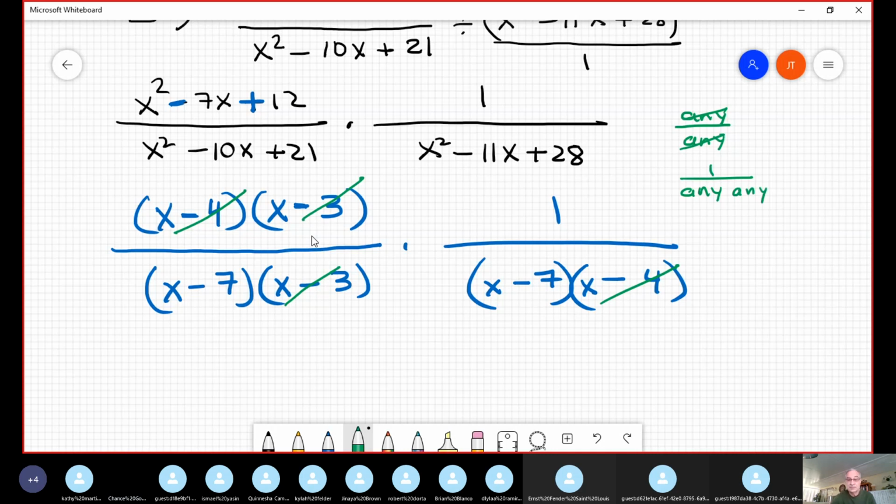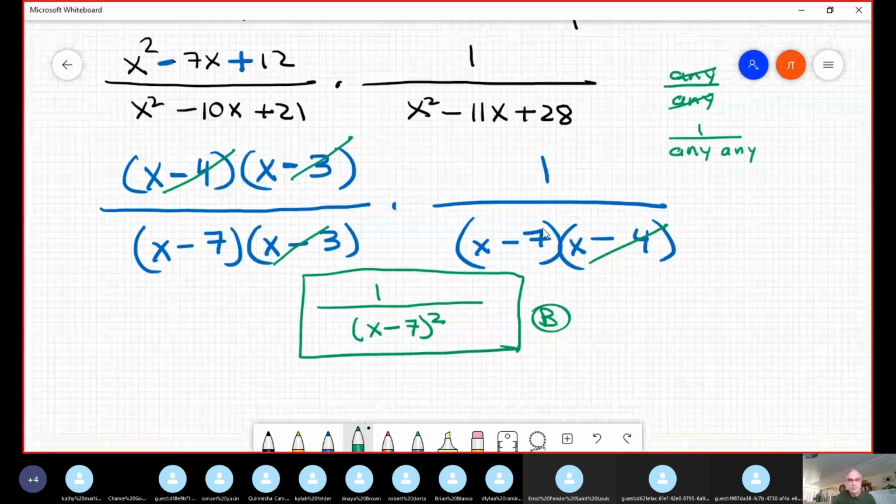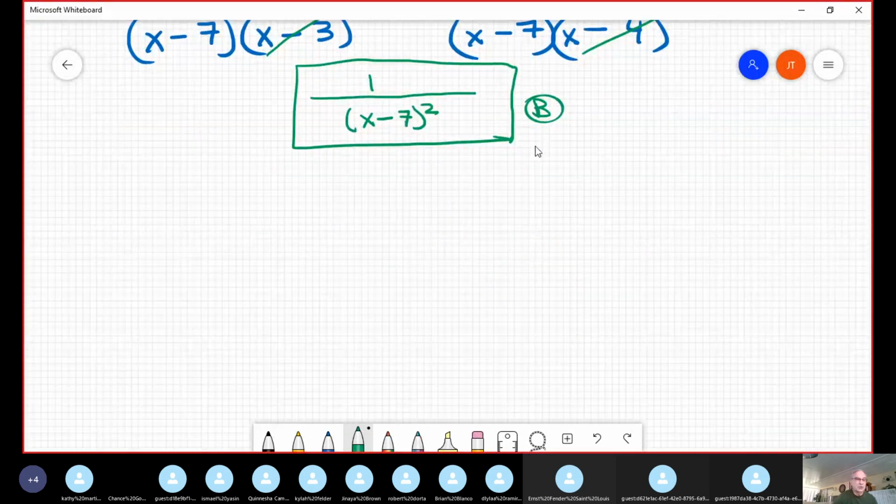So, what is the final answer? 1 over x minus 7 squared. Exactly. Very well. Very, very good. That is option B. Do you feel strong in that part? Do you consider continuing doing these?